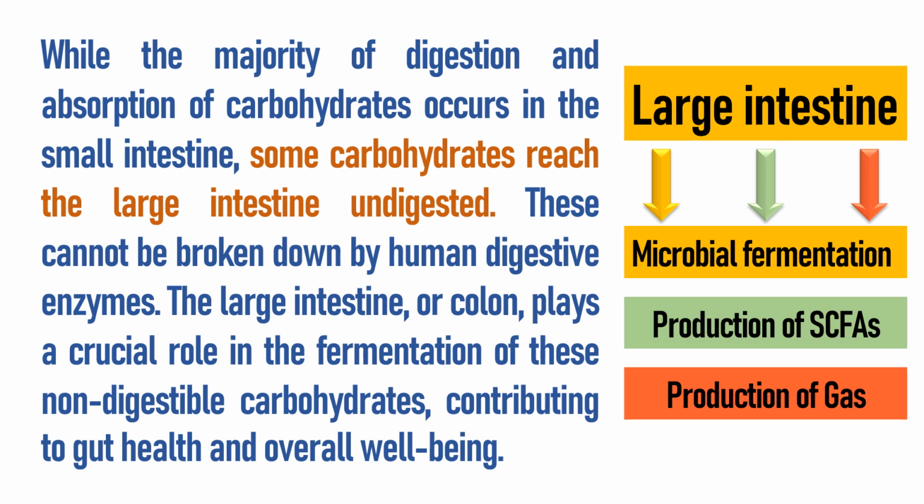The first step is the arrival of non-digestible carbohydrates to the large intestine. Non-digestible carbohydrates that escape digestion in the small intestine enter the large intestine. These carbohydrates are typically composed of complex polysaccharides such as cellulose, hemicellulose, pectins, and resistant starches. These compounds resist enzymatic breakdown in the upper gastrointestinal tract due to their structure or bonding. Microbial fermentation, production of short-chain fatty acids, and gas production are three important aspects related to the processing of carbohydrate in the large intestine.